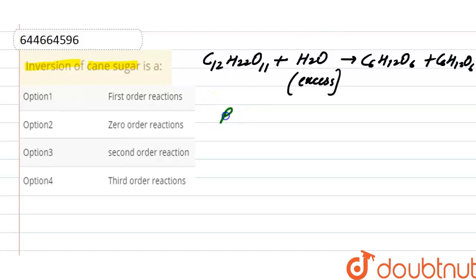Here, according to rate law, the rate law equation is K, that is rate constant, and here we have to write out the concentration of reactants, C12H22O11, and the stoichiometric coefficient here is 1, and this stoichiometric coefficient is the power here. And according to order of reaction, how we'll find out the order of reaction?